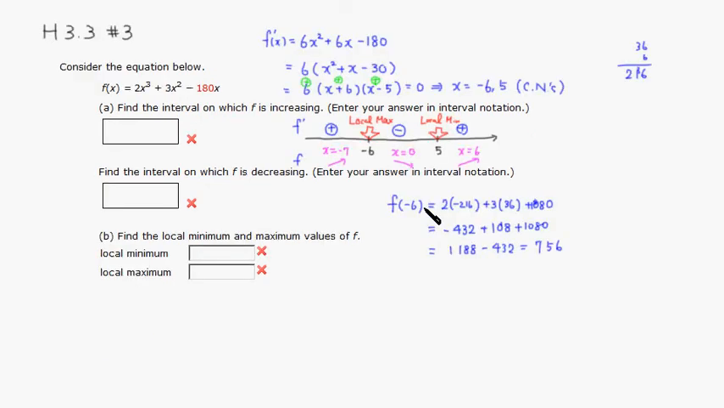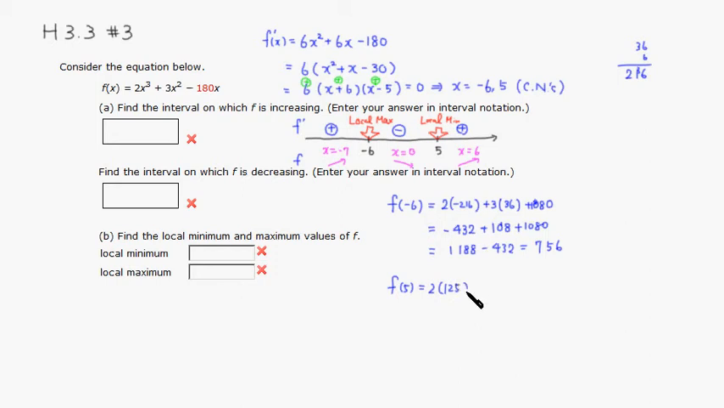Then our local minimum is at 5, so we plug in 5. So it's 2 times 5 cubed. 5 times 5 is 25, and 25 times 5 would be 125.